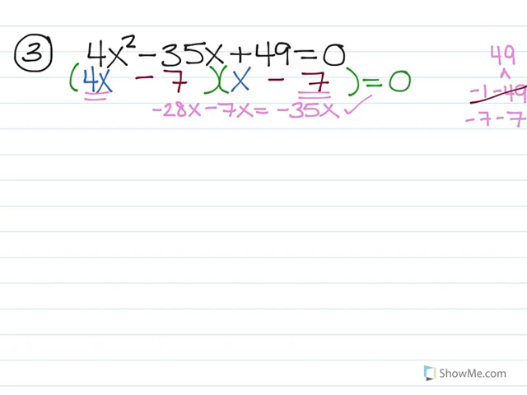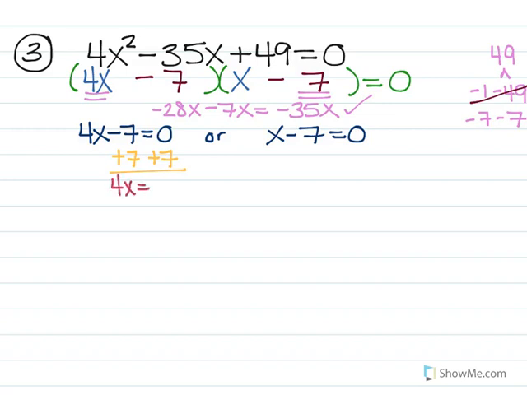Now that I have the correct factors, I'm going to set each factor equal to 0. So I have 4x minus 7 equals 0, or the other option is x minus 7 equals 0. And then I'm going to solve for x. So in the first equation, I have to add 7 to both sides to get x alone, leaving me with 4x equals 7. And then I'm going to divide both sides by 4, and I'm going to keep my final answer as the fraction 7/4. So there's one answer.